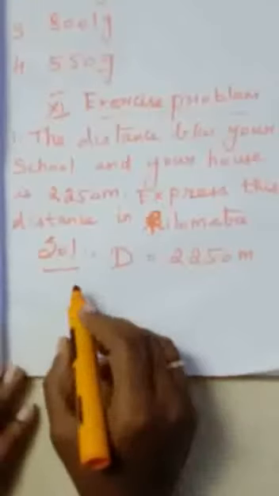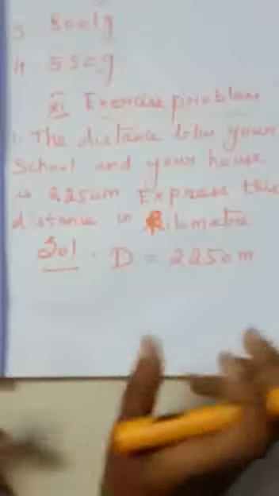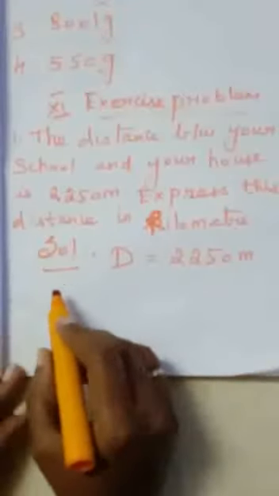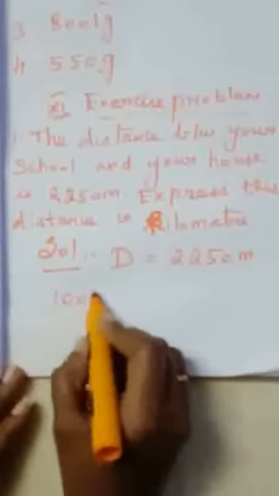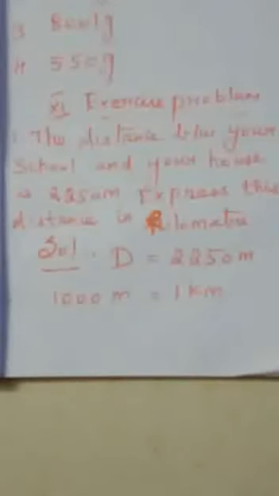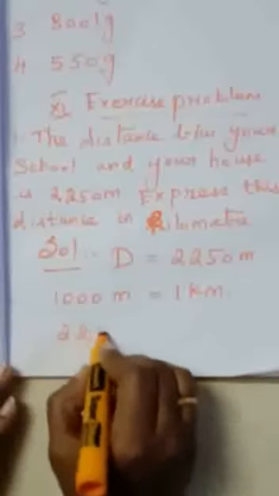So for that we have to know the metric conversion. In our previous session I have taught you the metric conversion for length, right? Measures of length. I hope you remember that. 1000 meter is equal to 1 kilometer. 1000 meter is equal to how many kilometer? 1 kilometer. Yes.